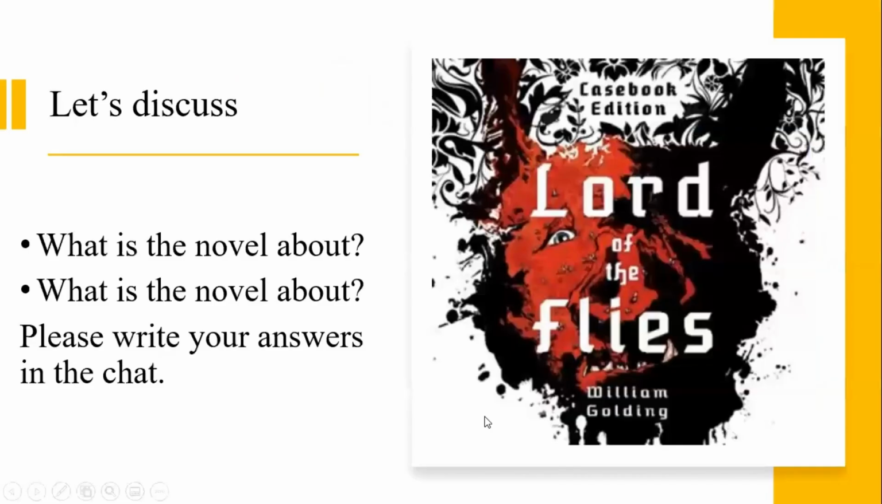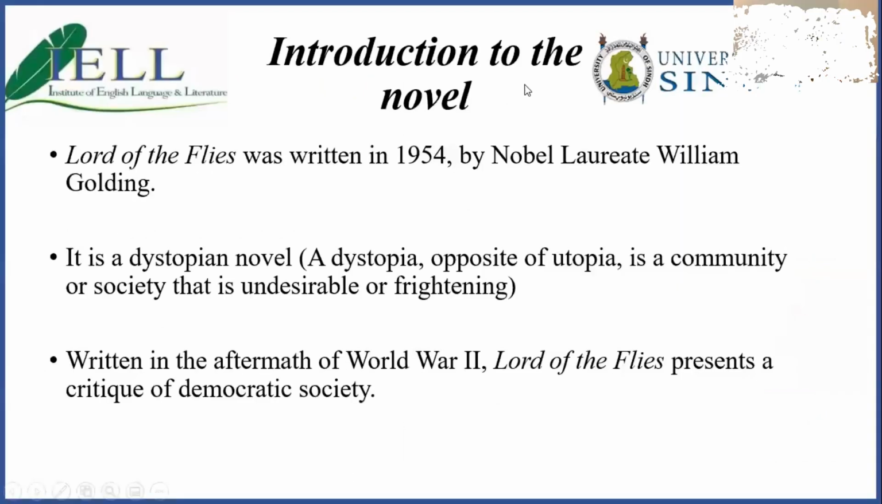Let's move on. What is the novel about? What do you know about the novel? Right. So here are some facts about Lord of the Flies. It was written in 1954 by Nobel laureate William Golding. It's a dystopian novel. What is a dystopia? It's the opposite of utopia. Utopia is the ideal world. Dystopia is a society that is undesirable or frightening. It's written in the aftermath of World War II. So Lord of the Flies presents a critique of democratic society.